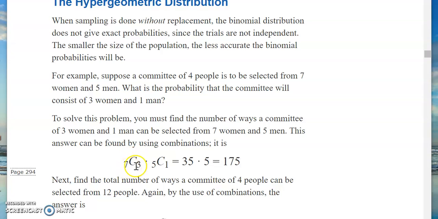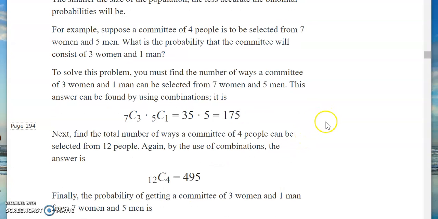So to get 3 women out of the 7 women, how many ways can we do that? It's 7 choose 3, a combination. We have a formula for that. To get 1 man out of the 5 men, that's 5 choose 1. And again, it's a combination, and we have a formula for that. So here's what it works out to be. Multiply it out. Boom, you have 175. So there's 175 ways of choosing 3 women out of the 7, and then you multiply that times 1 man out of the 5.